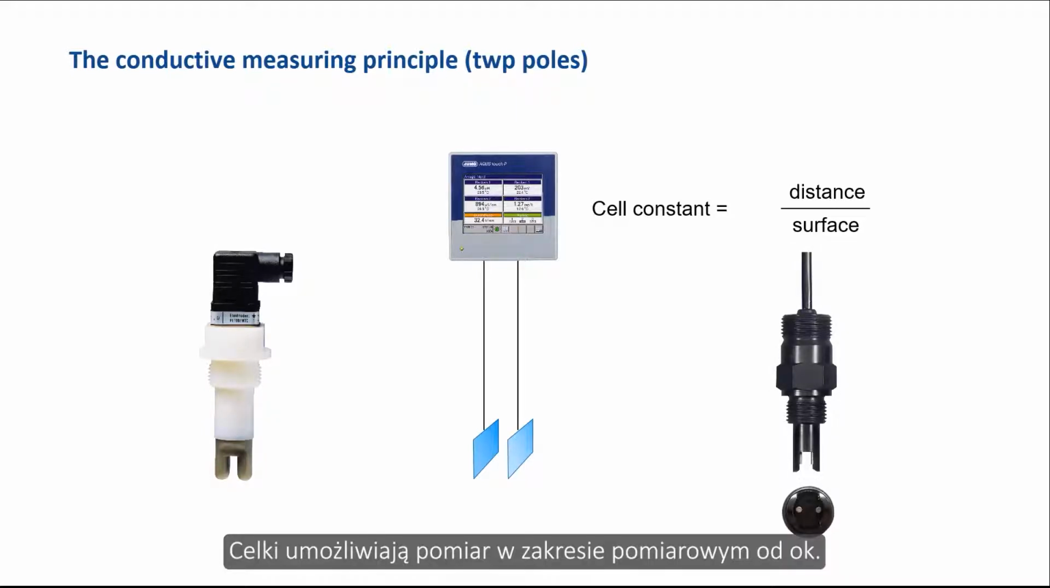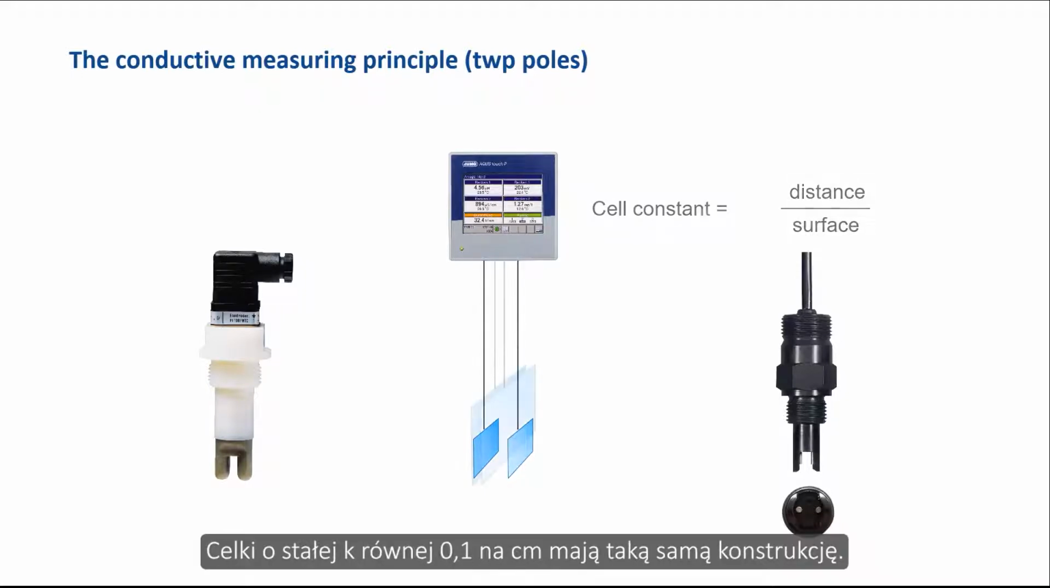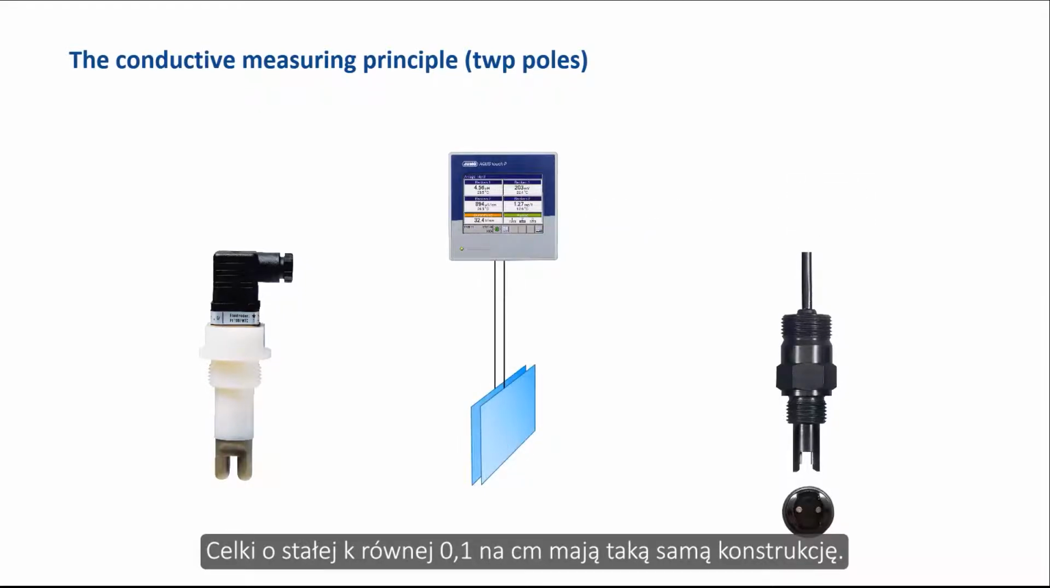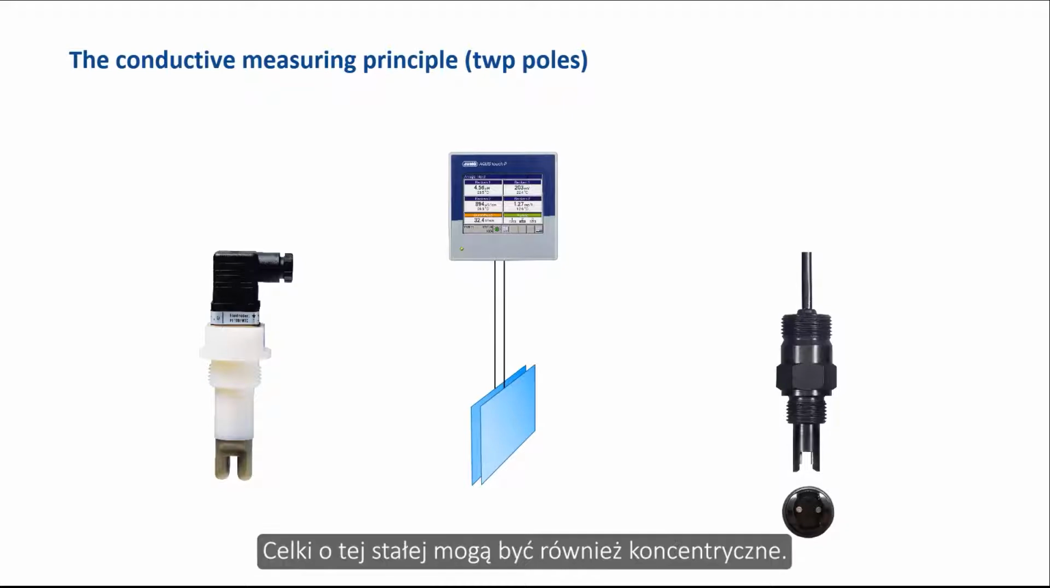The cells enable measurement in a measuring range from approximately 10 microsiemens per centimeter to 15 millisiemens per centimeter. Cells with a cell constant of 0.1 per centimeter have the same design. These are used in a measuring range from approximately 1 microsiemens per centimeter to 15 millisiemens per centimeter. Cells with the cell constant can also be concentric.